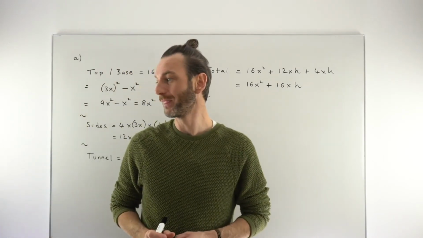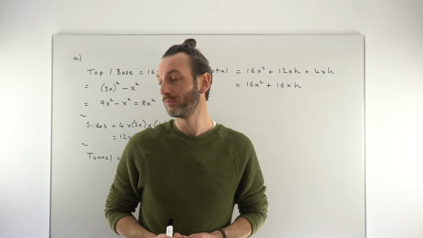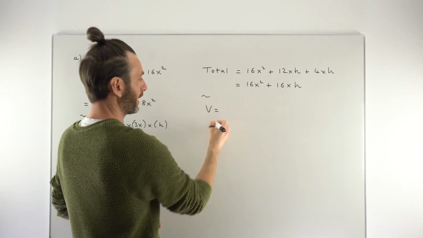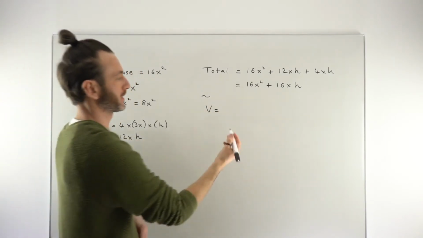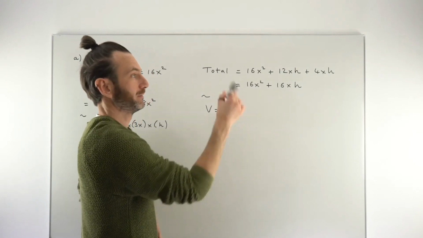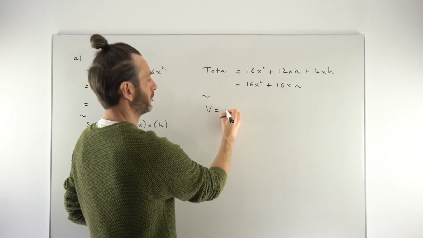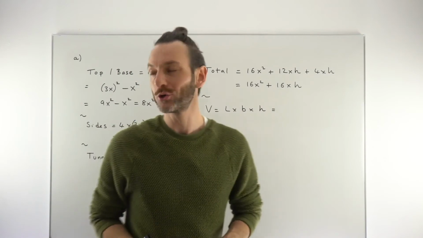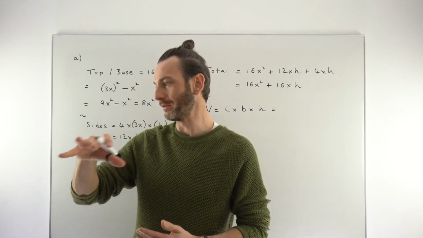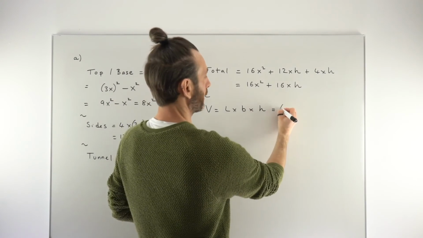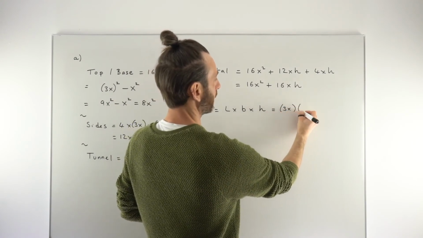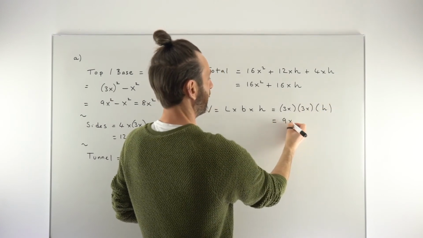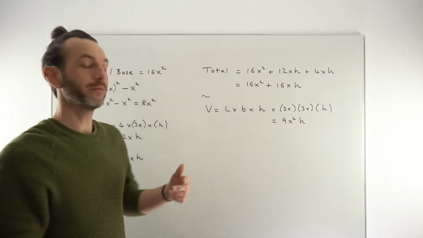It's telling us that the volume of that box is 2,000 cubic centimeters. So if you think about it, the volume we can get by basic geometry, so length times breadth times height. So imagine the box didn't have the tunnel in the middle, it would just be a cuboid, so length times breadth times height. And looking at what those actual dimensions are, that would be 3x times 3x times h, which is 9x squared h. So that would be the volume if there was no tunnel.